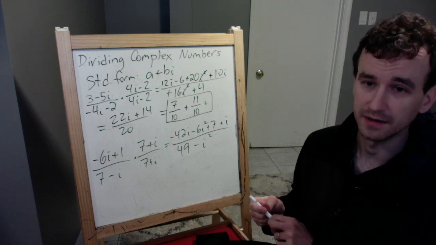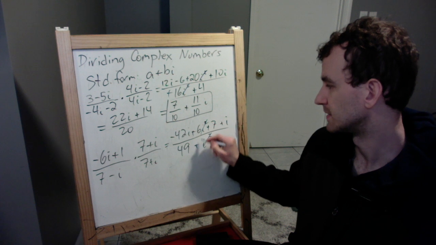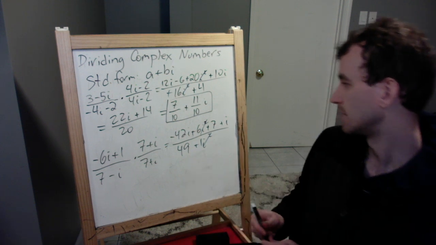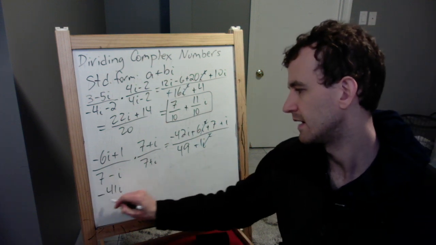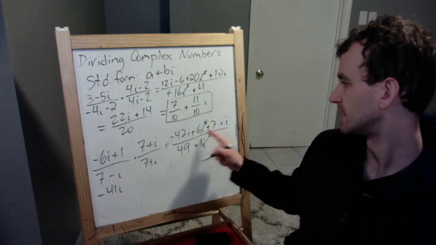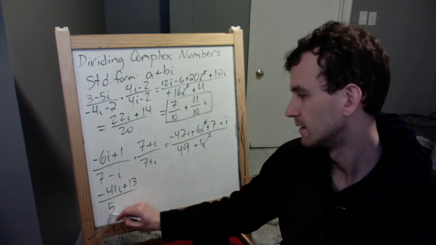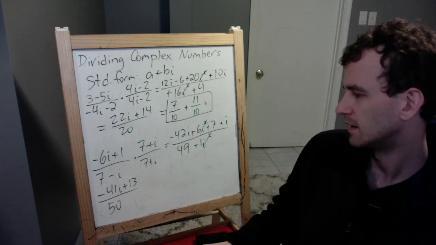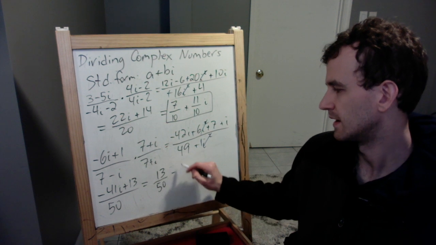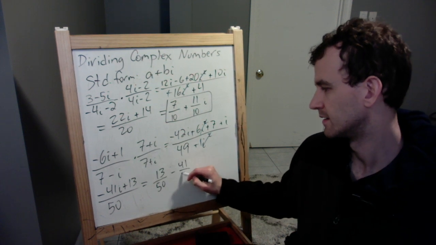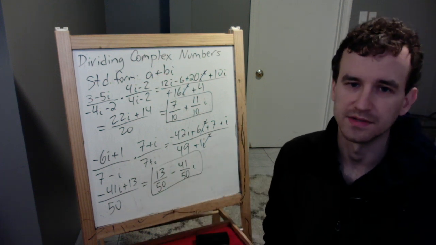Our i squareds become negative 1, which leaves us with plus 6. And the minus i squared becomes plus 1. So then we wind up with negative 42i plus i, minus 41i. And then 7 plus 6 is 13. 49 plus 1 is 50. None of those can reduce, so we just put the real part first and the imaginary part second. You get our simplified complex answer.